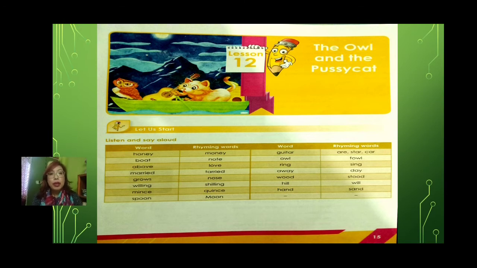But in this poem, the poet has personified the animals. That means he's trying to give human traits and qualities to the animals and trying to show that the animals are actually doing human activities. That is called one of the poetic devices, personification, when any object or animals are given human traits. So in this poem you will find that. All right, students.